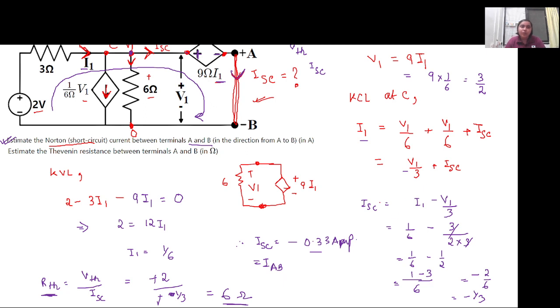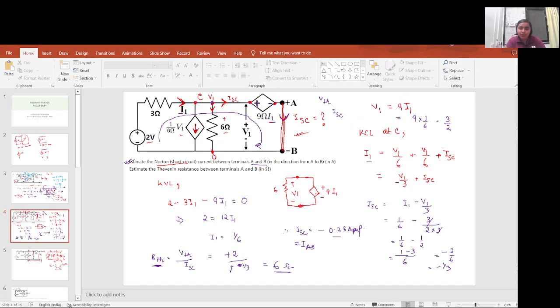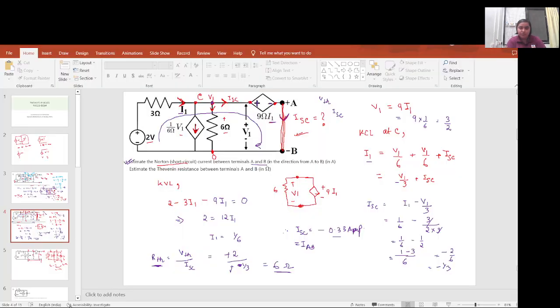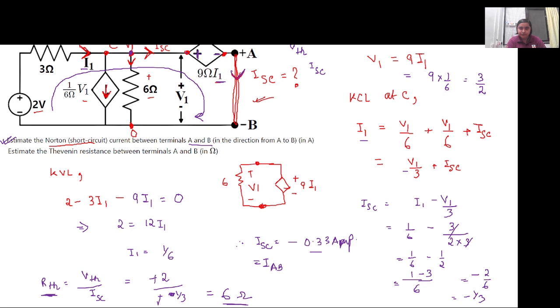Are you clear on how to apply Thevenin's theorem when the circuit has dependent sources? We'll be solving another problem later on based on Thevenin's theorem, just to brush up. If this is fine, then we'll move to the next question. Yes, ma'am, this is fine.